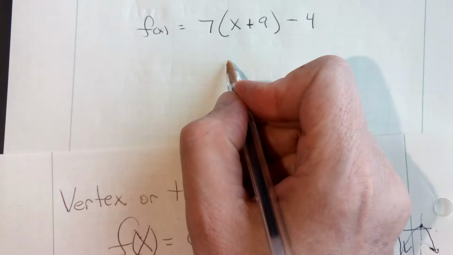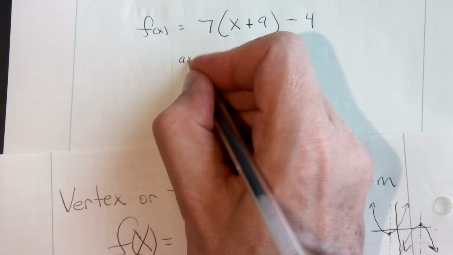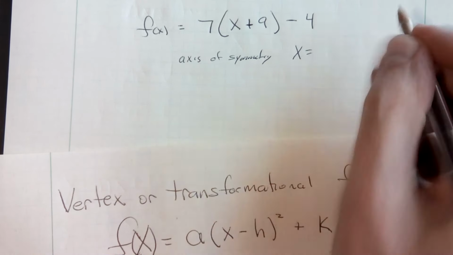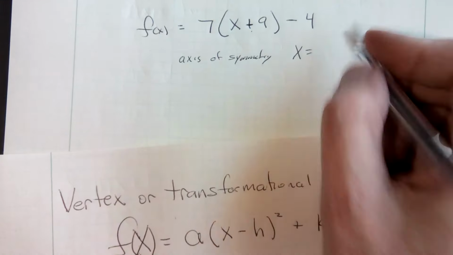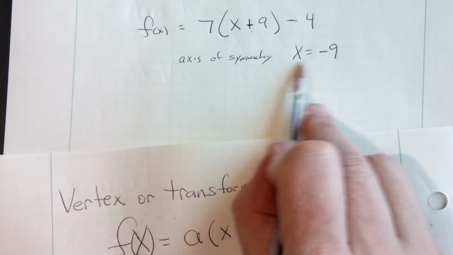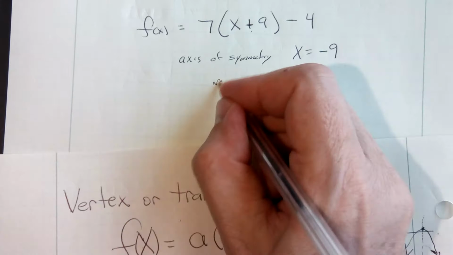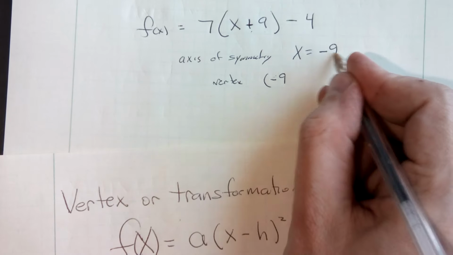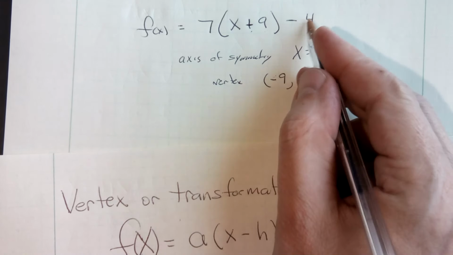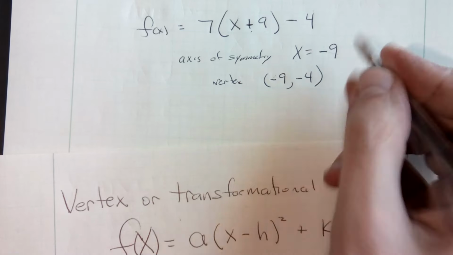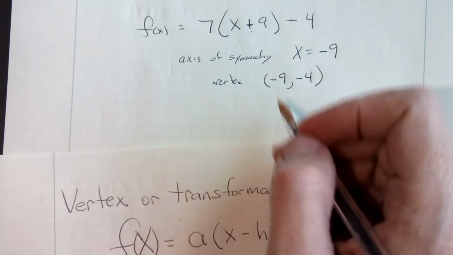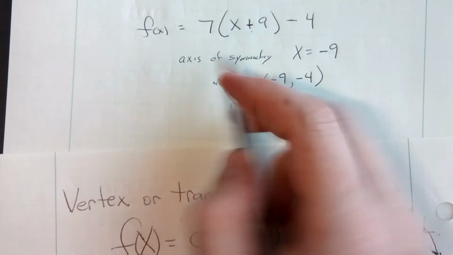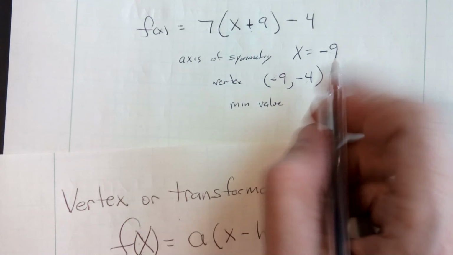Well, it's very easy. The axis of symmetry is just x equals, now be careful here, it's actually going to be a -9. That's the axis of symmetry. The vertex is going to be the point -9, which is on the line of axis of symmetry, and -4. There is the vertex. If it asked for the minimum value, and they would ask for a minimum value, because this is positive, it's opened upwards, it would be -4.